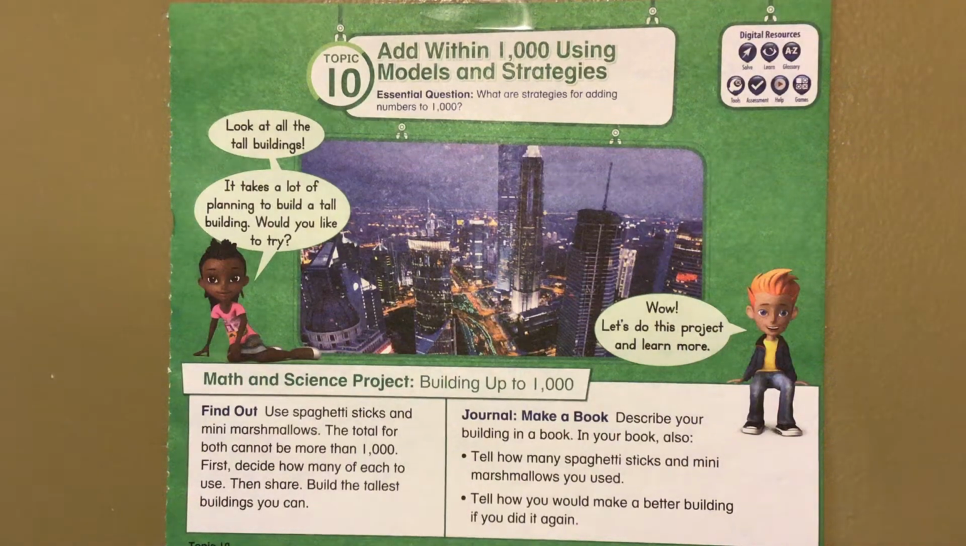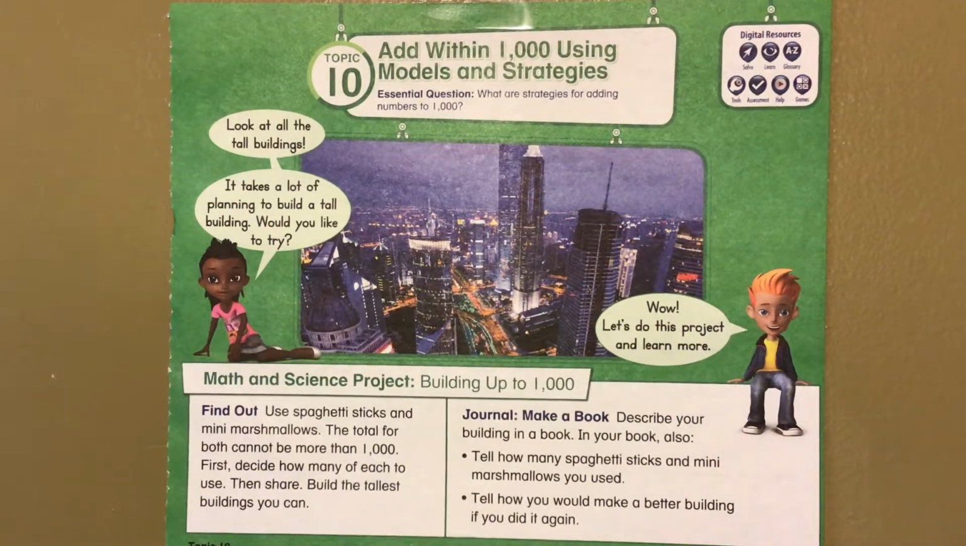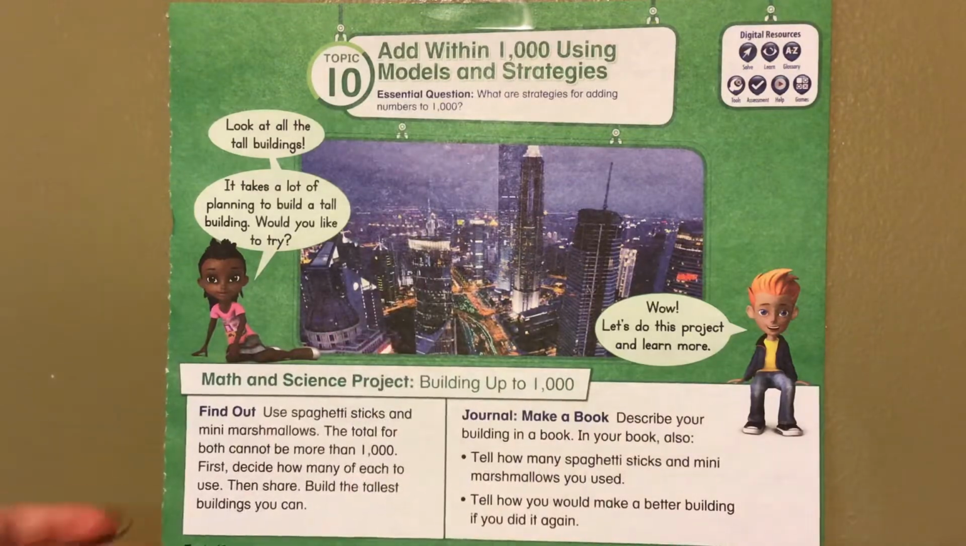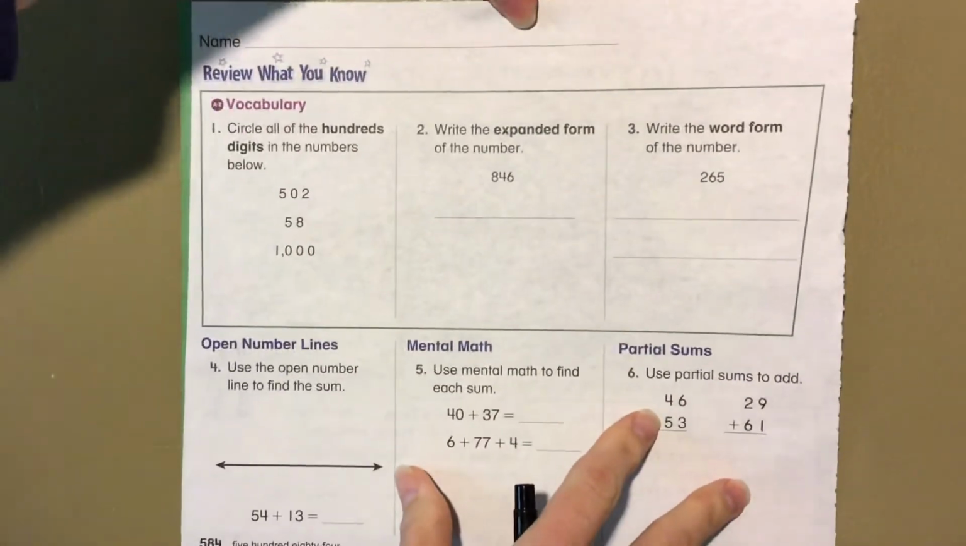This is second grade math topic 10. We're going to get into our lesson 1, but we're going to go ahead and review what we're going to be learning. We're going to be adding within 1,000 using models and strategies. So let's review some of our vocabulary from our previous lessons.